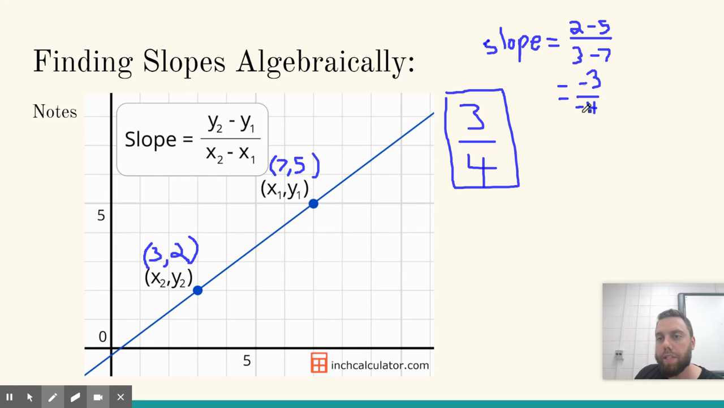Now, because there's a negative in the top and bottom, we can simplify this to just 3/4. And sure enough, that's the same as the one we found from the graph. So we can use the equation or the graph to find the slope.